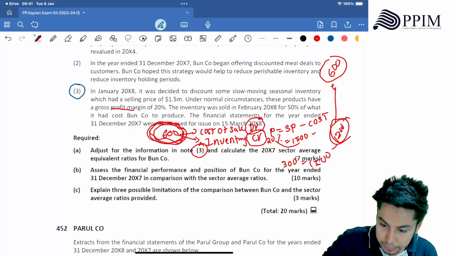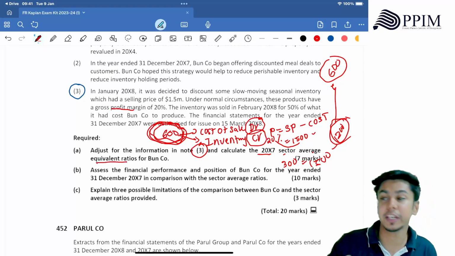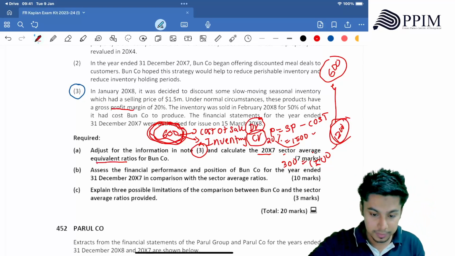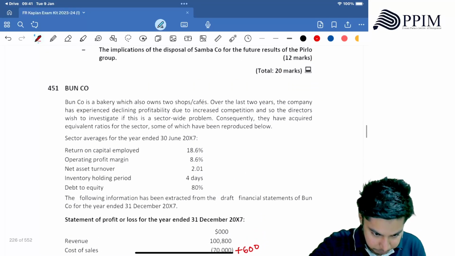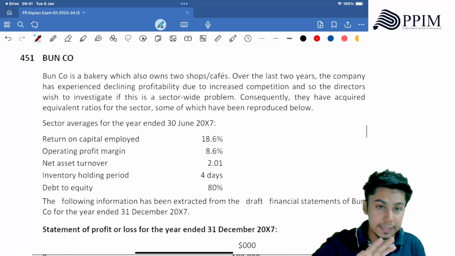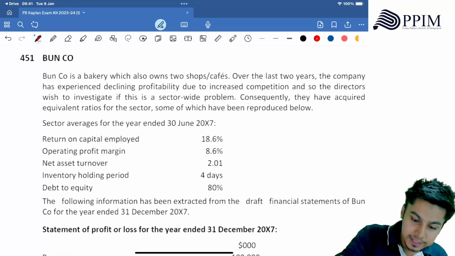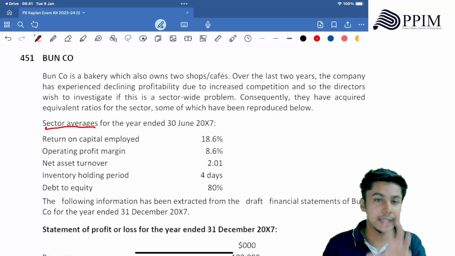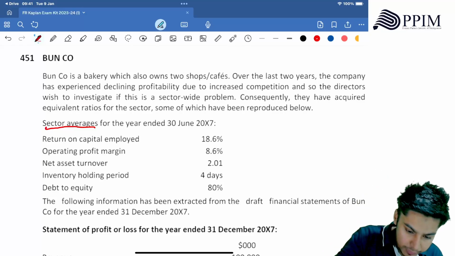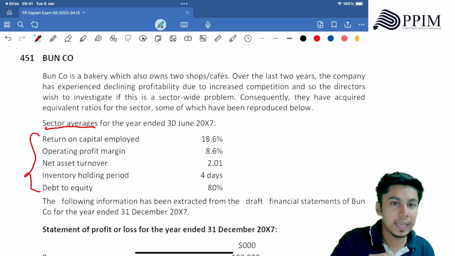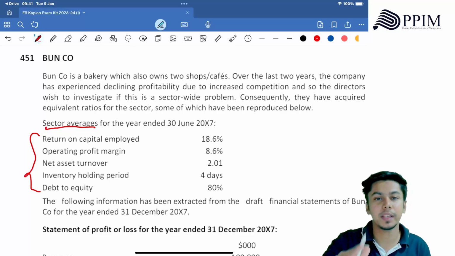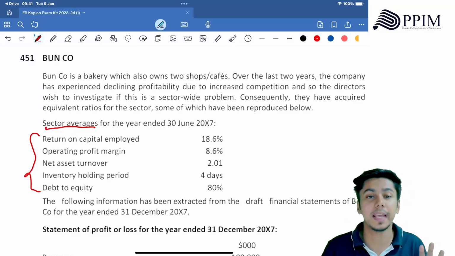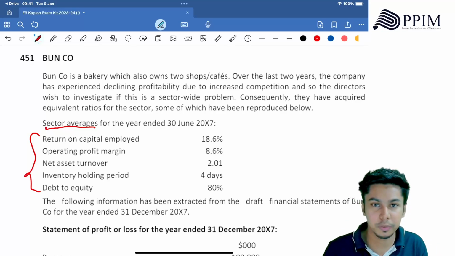And calculate 2007 sector average equivalent ratios. What does that mean? Guys, let me go to the first page. Look at this. Now, in this business, sector average ratios have been given. So now the examiner is telling you to look at these ratios and calculate the same thing for one corporation. That's what they're asking you to do. Are you guys clear with the question?